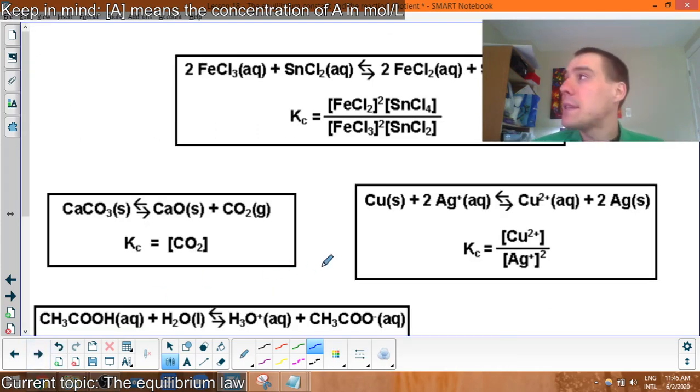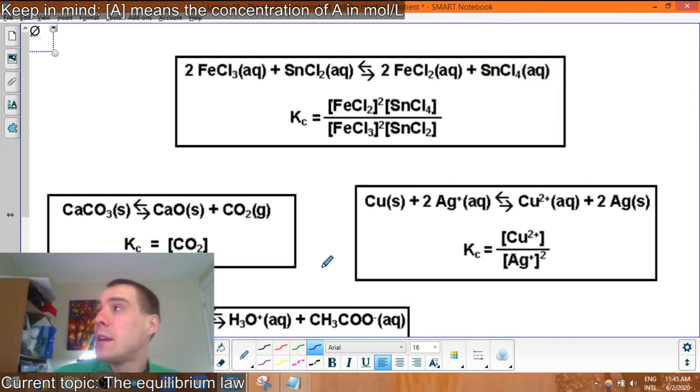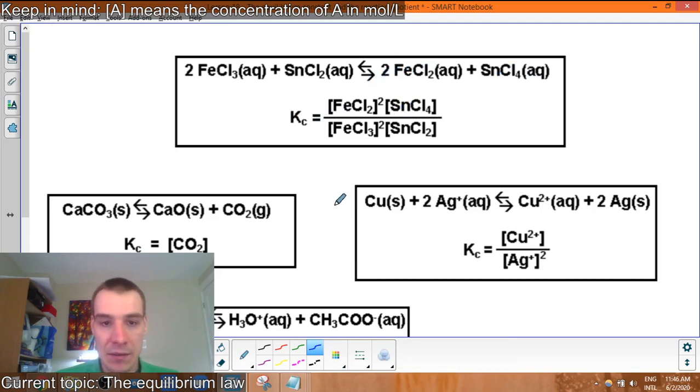So now I've got some examples of that happening. This is a normal one, it's aqueous, aqueous, aqueous, and aqueous. So you get a typical K expression. FeCl2, there's a 2 in front of it, so that's where you get the square, right? The 2 here gives us the squared value here. That 2 gives us the square here.